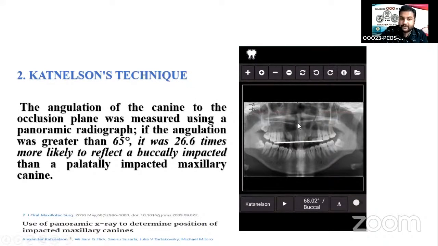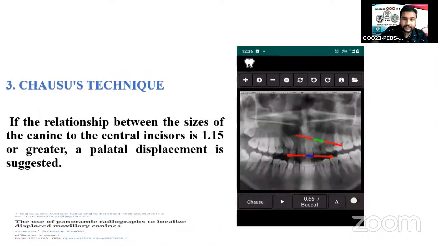The other technique that we use in our app is the Katsnelson technique. Here, the angulation of the impacted canine to the occlusal plane is calculated. If it is greater than 65 degrees, it is 26.6 times more likely to reflect a buccally impacted maxillary canine. In Chaucer's technique, he measured the sizes of central incisors and canines, and if the relationship was greater than 1.15, a palatal displacement was suggested.